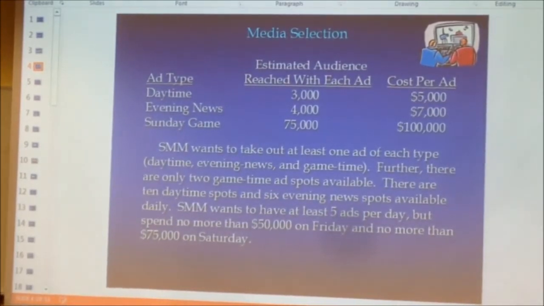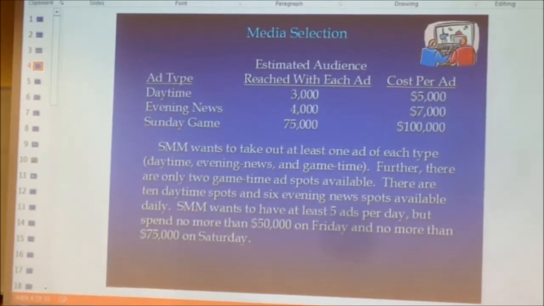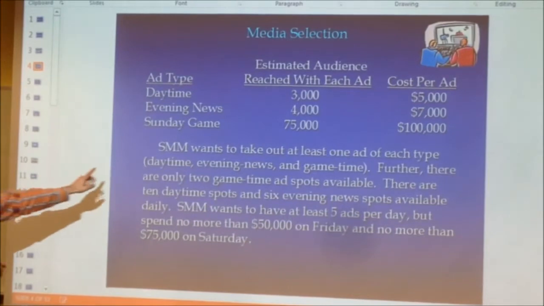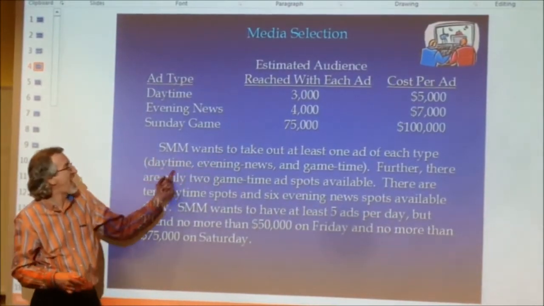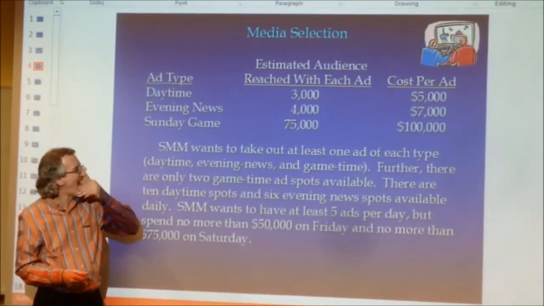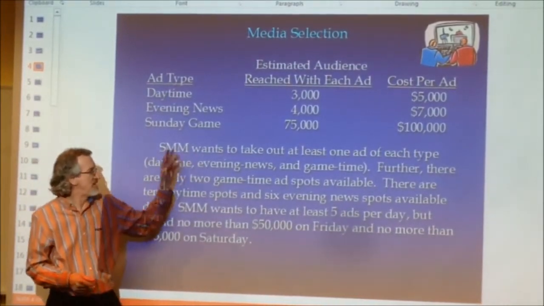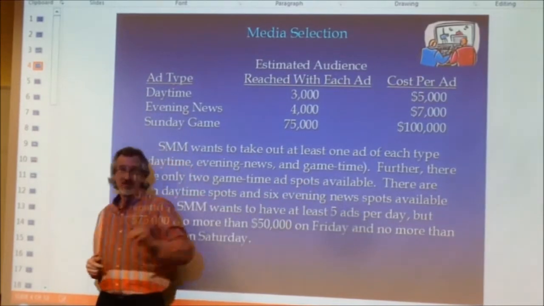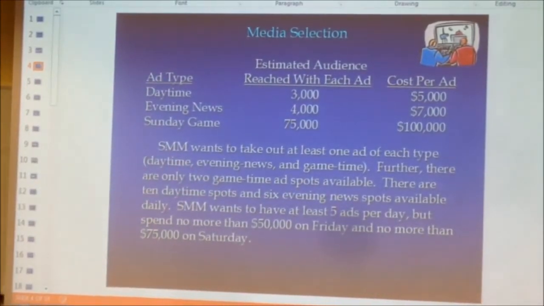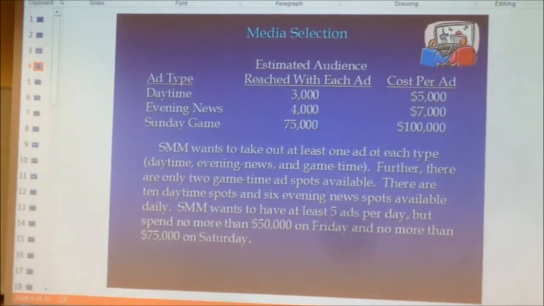So they're not asking you to pinpoint who you're reaching with these ads, obviously. Here's what the company's asking you as the marketing manager who's coming up with the plan. They're saying, will you please do this? At least one ad of each type. Let me say that again. They want you to take out at least one ad of each type: daytime, evening news, and game time. So you know you're going to be using them, but it doesn't say one ad of each type each day. It's just whatever your combination of ads are, at least one of each type.